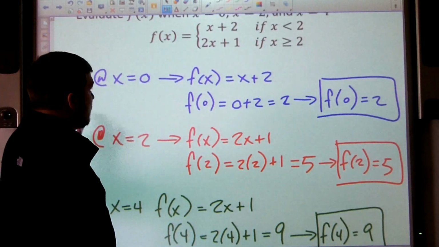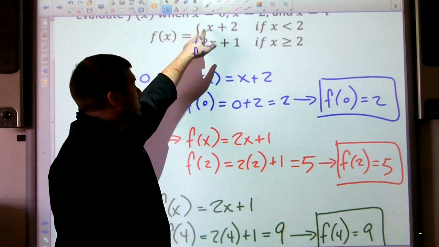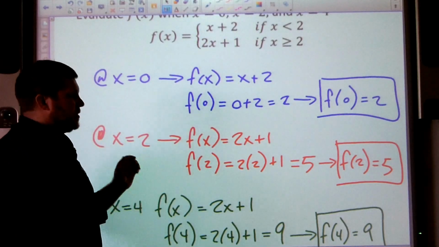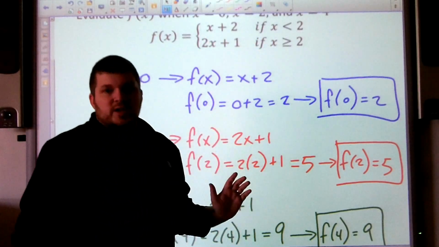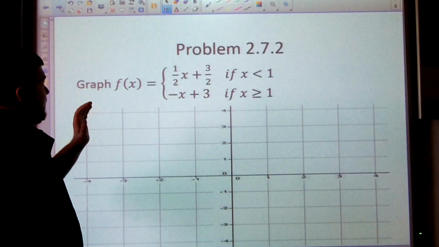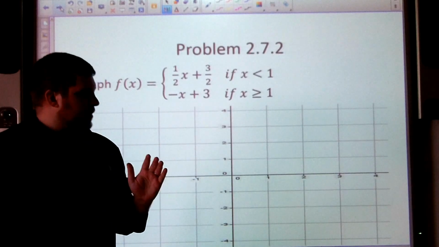Again, the key is paying attention to the domain, paying attention to which piece of the graph you're working on. Okay, because there are restrictions and you need to follow the rules. If you don't pay attention to the domain, most likely you're going to mess it up. Okay? So same thing here. Now we're graphing. Now this is a little bit trickier, okay?